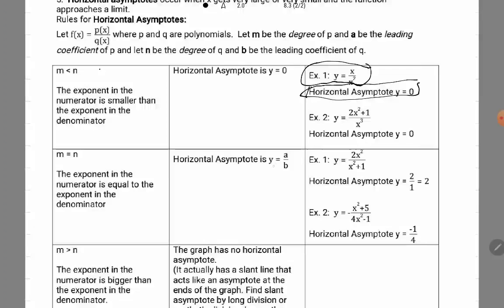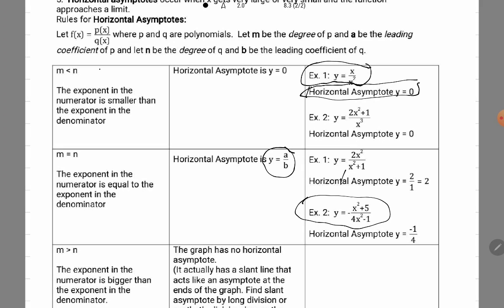If the degrees are the same, then you use y equals a over b. In example 1, they have degree 2 because they're both x squared. So we just use the leading coefficients a and b, 2 over 1. And in example 2 here, we have negative 1 up top and then 4 on the bottom.